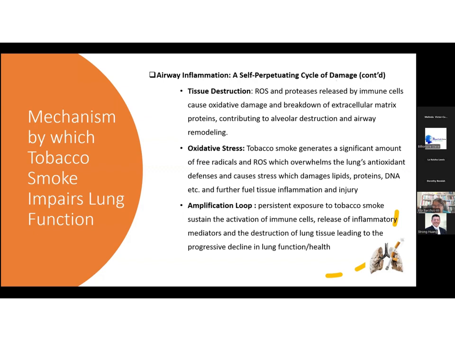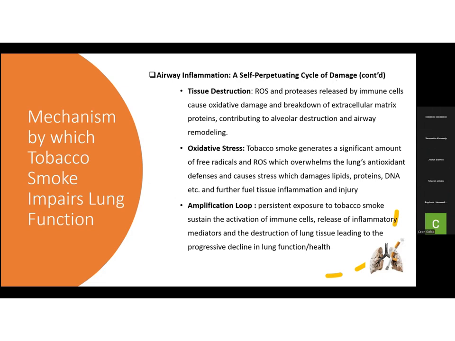You have the oxidative stress. So the tobacco smoke generates a significant amount of free radicals, as well as your reactive oxygen species. And this overwhelms our lungs' natural antioxidant defenses and causes oxidative stress, which damages lipids, proteins, DNA, etc., and further fuels inflammation and lung injury. And all of this basically creates a vicious loop.